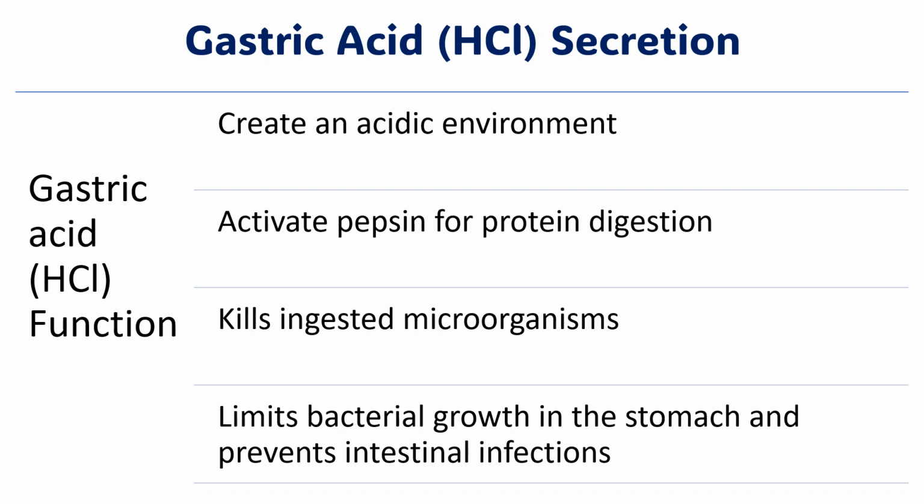Then this strong acidic environment, roughly pH 1.5 to 2.5, kills the ingested microorganisms which we normally ingest through our food, water, or other ingested foods. This also restricts bacterial growth in the stomach and prevents intestinal infections. So this helps in many ways. It is known that the capacity of the stomach to secrete HCl is almost linearly related to the number of parietal cells.